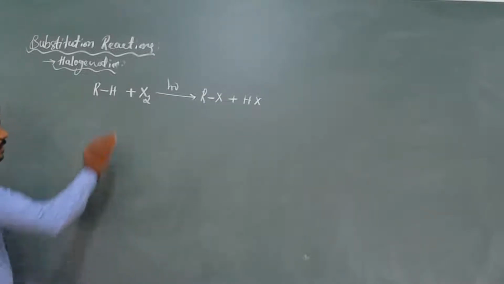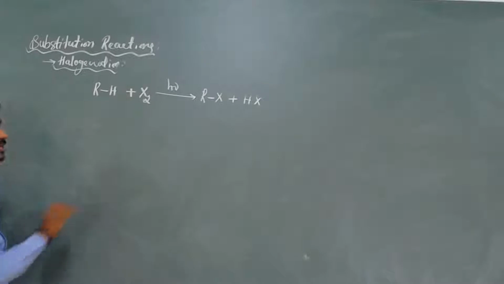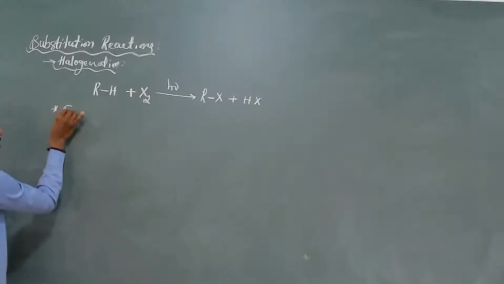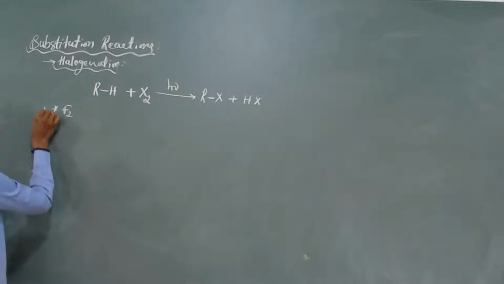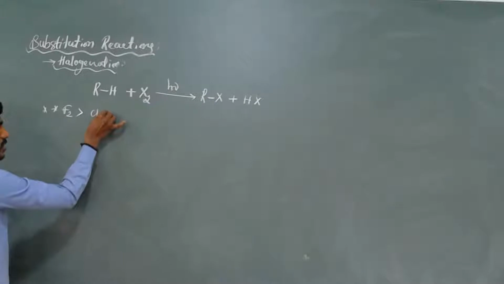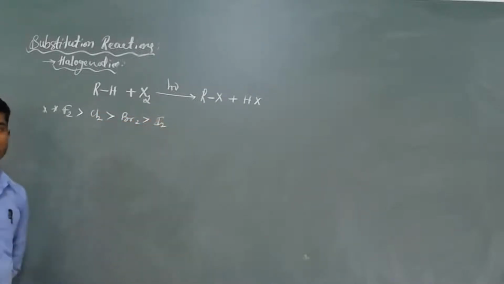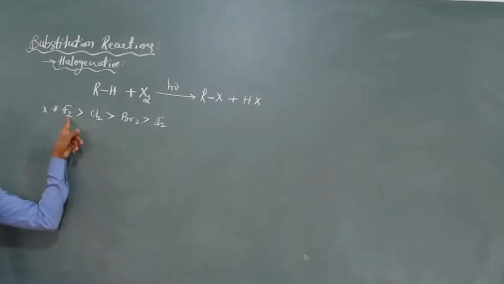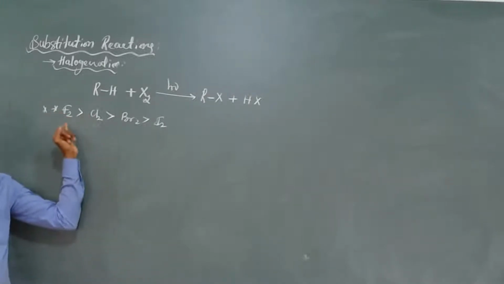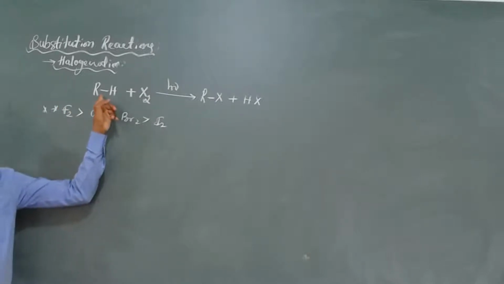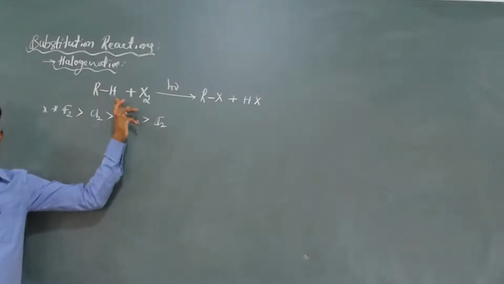Now, first consider the fluorination reaction. We have to see the order of reactivity. Fluorination is a very fast reaction, then chlorination, bromination, and iodination is the least. Halogenation reactions follow this order. Fluorination is very fast and we cannot control it. Therefore, fluoroalkanes cannot be prepared by this substitution method.